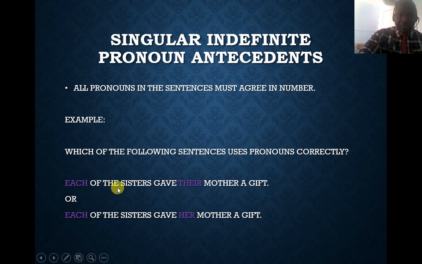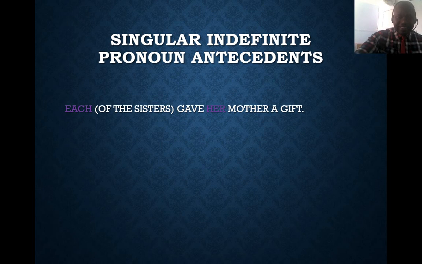Each of the sisters gave their mother a gift. Remember, on the previous slide we said each is a singular pronoun. So if we say each here and we have their, which is a plural possessive determiner, then there's no agreement there. Is there? No, I don't think so. Look at the other one. Each of the sisters gave her mother a gift. So you're in doubt with respect to which one is correct. Let's find out. This is the correct answer.